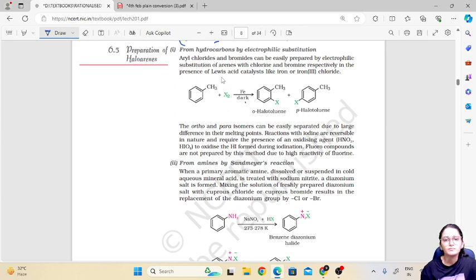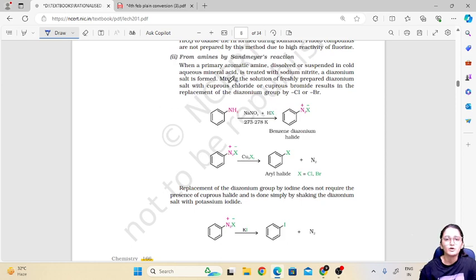So when we treat toluene along with halide in presence of iron and dark, we get ortho-halotoluene and para-halotoluene. That means we get a mixture of ortho and para-halotoluene. Halogen gets attached either at the ortho or para position, so we get a mixture. But the major product here will be para, like always.